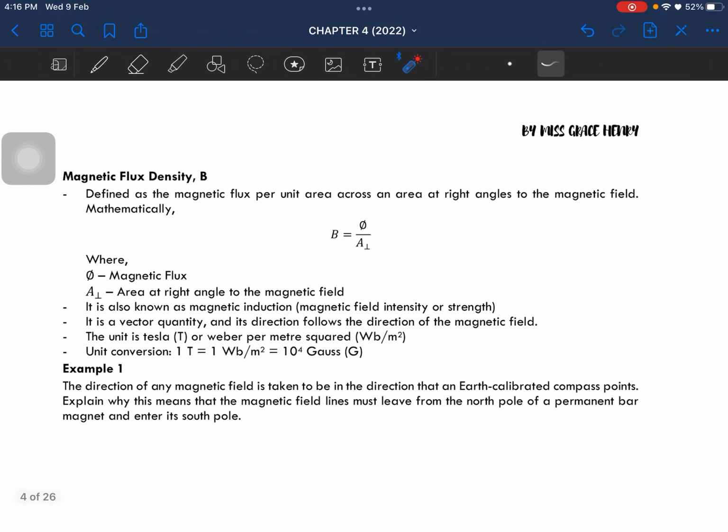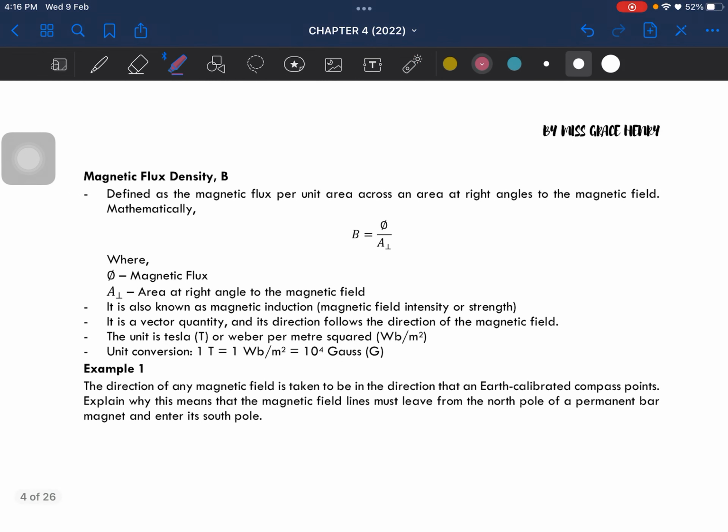Okay, so magnetic flux density, which is B. It is defined as the magnetic flux per unit area across an area at right angles to the magnetic field. So this is, I forgot the term, but this is magnetic flux, and this is the area perpendicular to the magnetic field lah. It is also known as magnetic induction.